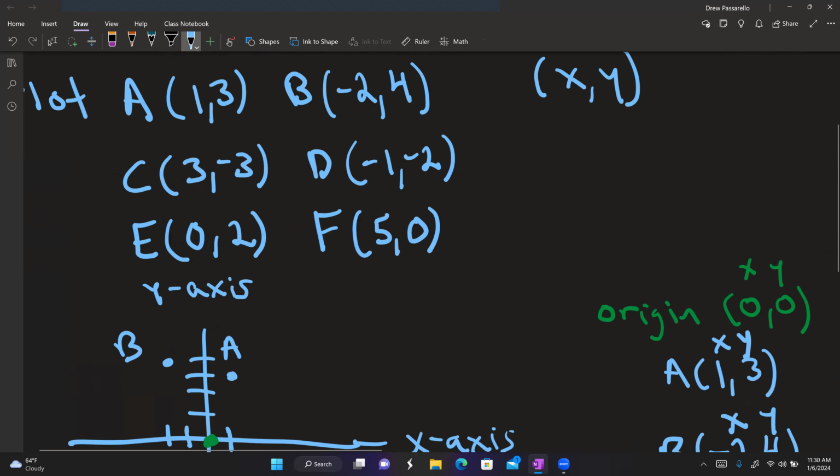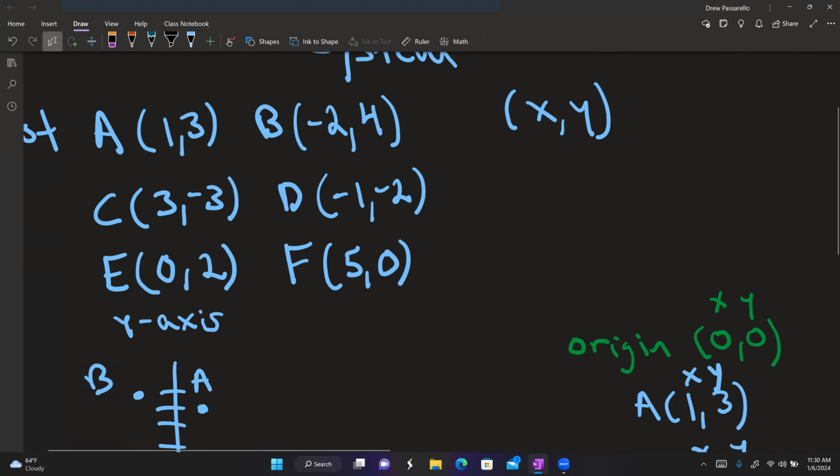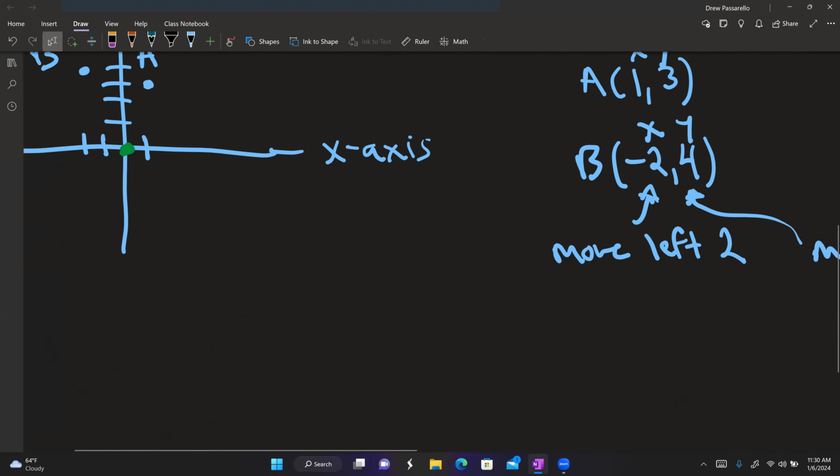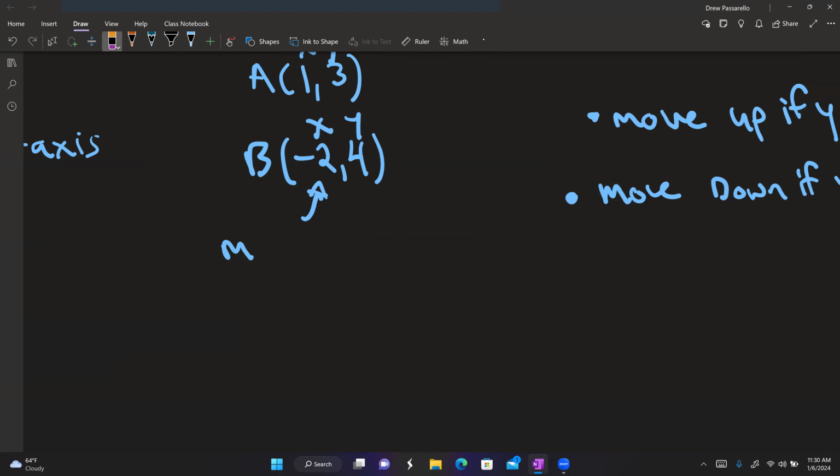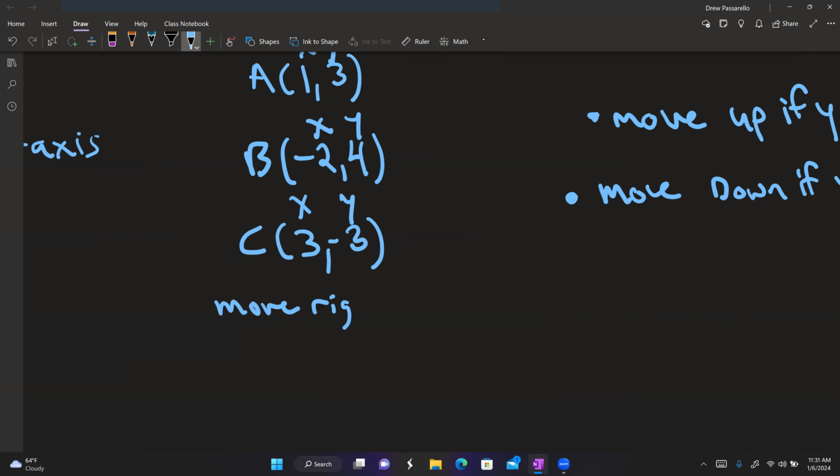Now, point C is 3, negative 3. And so the x value is 3, the y value is negative 3. Because x is positive 3, I'm going to move right 3. And because the y coordinate's negative, I'm going to move down 3.